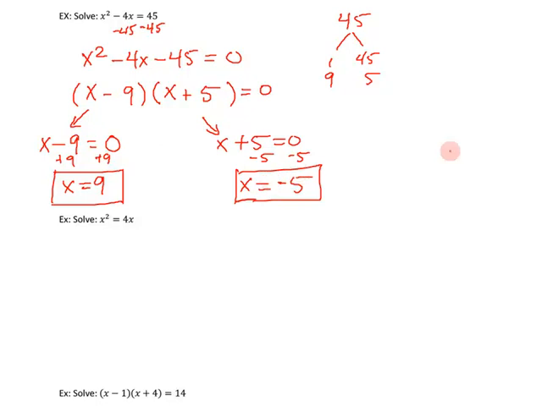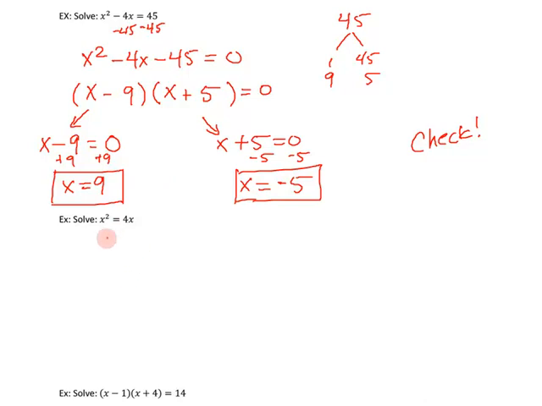Now, of course, you can check, but I'm not going to take time out of the video lecture to do that. Just plug in one number at a time. Plug the 9 into the original equation and see if it satisfies it. And it should. Plug negative 5 into the original equation and it should satisfy it. And that works. Alright, what about the next example?